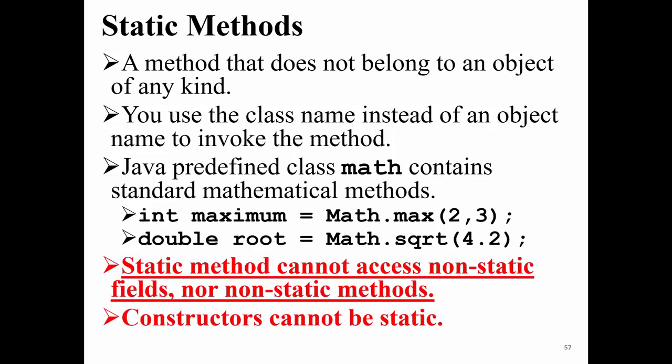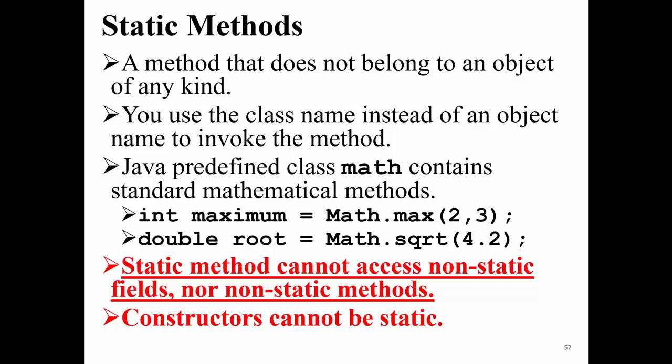Static method cannot access non-static fields or non-static methods. That comes with the same concept. If there is an instance variable and an instance method, you cannot use them without creating the object. But if you have a static variable and static method, you can use them without an object. So it's fair enough that a static method cannot access non-static variable and cannot access non-static method, because that would contradict the concept. If you have a static method, you can use it without an object.